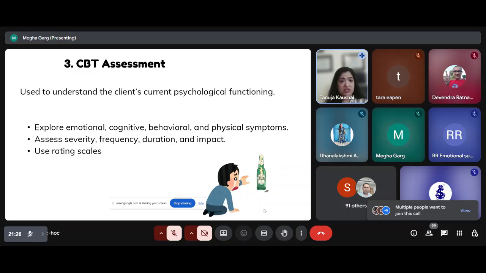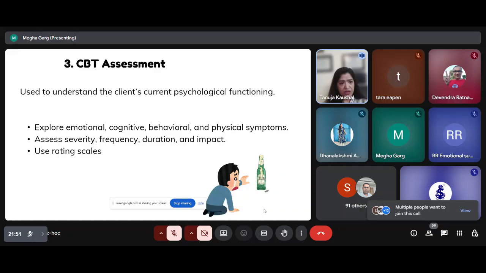Maybe you can administer some rating scales like BDI, BAI, HAMD. Some structured scales can be administered, or you can interview the client simply and ask about the severity, frequency, duration, and impact. Now, for example, for anxiety, you can ask on a scale of 0 to 10, how anxious do you feel on an average, on daily basis, or today, how are you feeling today?